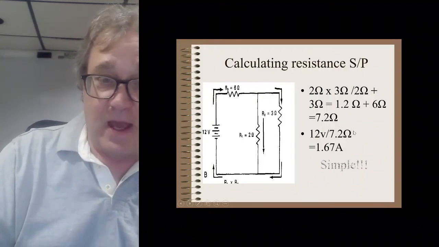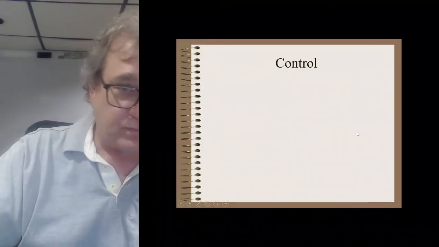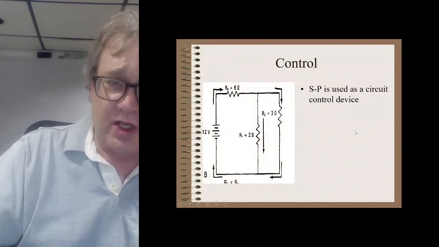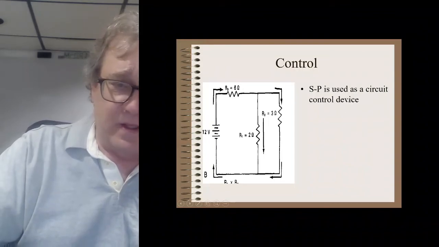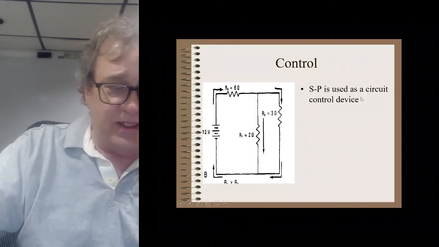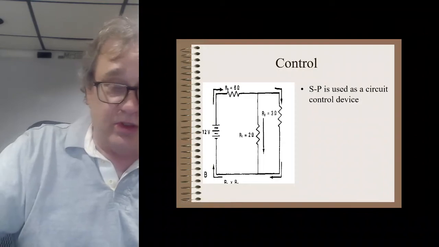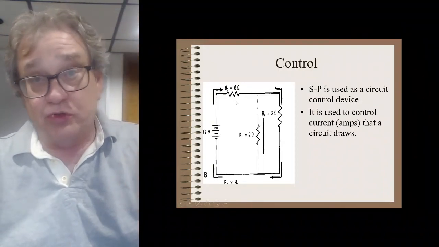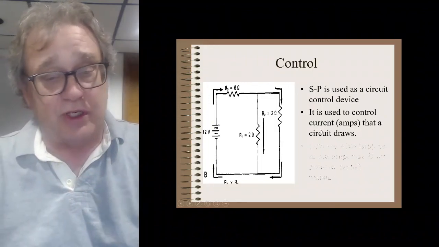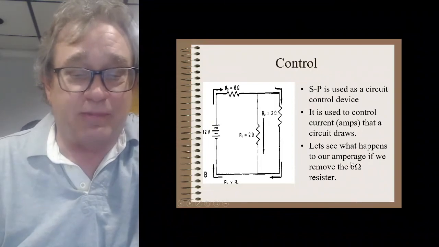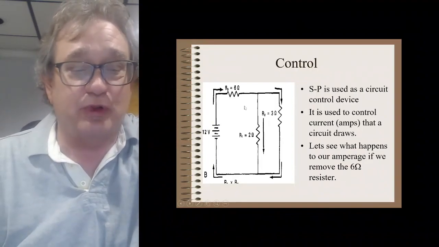Got it? Now I could figure out pretty easily what that 6 ohm resistor does. It's kind of used as a control device. It used to happen a lot in dash lights. So we can use this 6 ohm resistor to control the amperage in the circuit. So let's see what happens to our amperage if we take this 6 ohm resistor out.